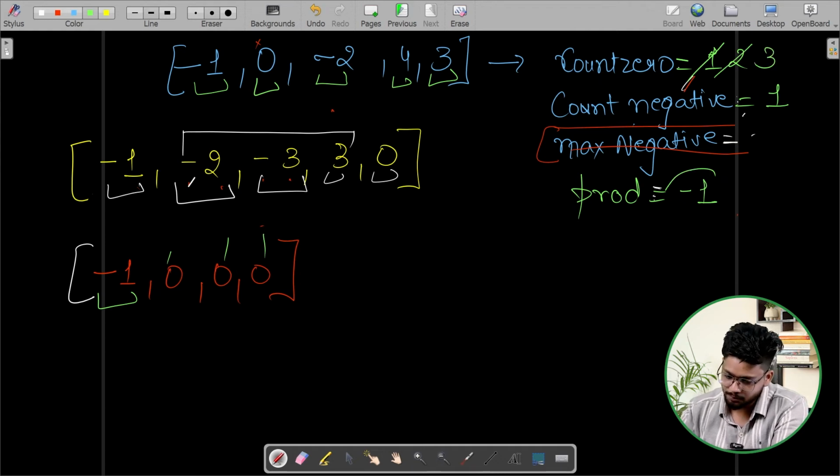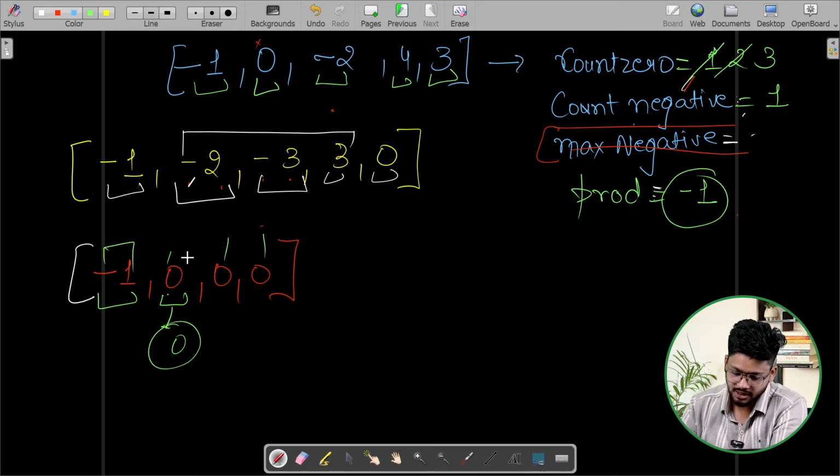Now is the answer the product -1? No, because if we take this subset as the answer, 0 is greater than -1. So the answer should be 0 in this case. So this is basically an edge case.